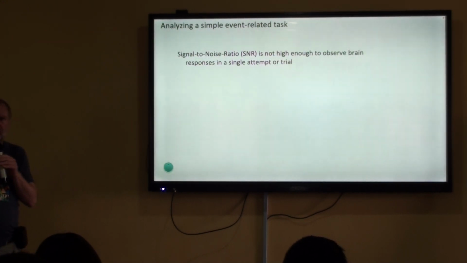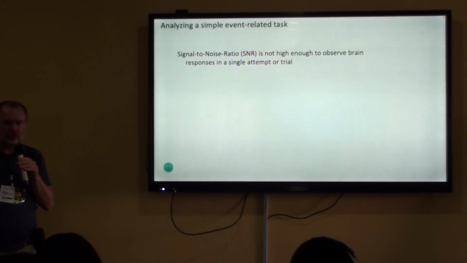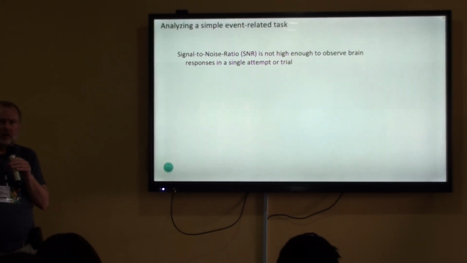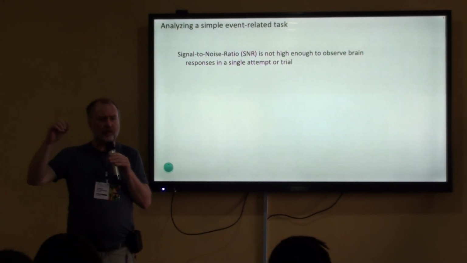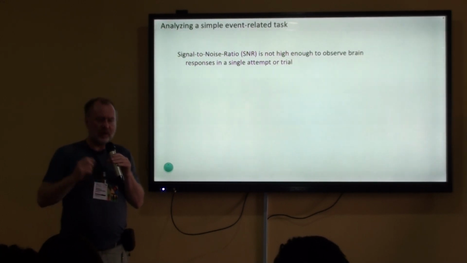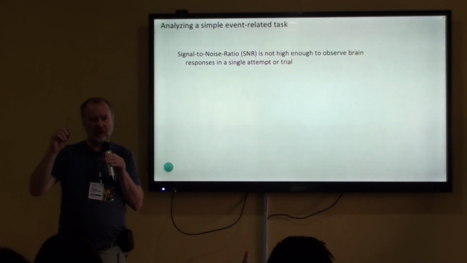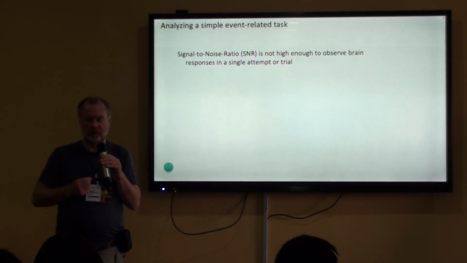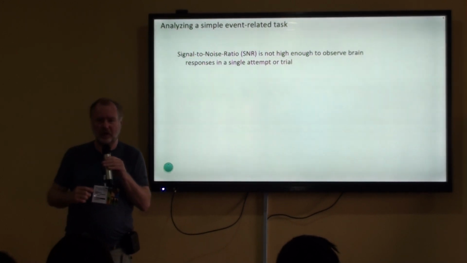If we think about a simple event-related task, then the signal-to-noise ratio, this is also something that Mikkel already mentioned earlier, is not high enough to observe brain responses in a single attempt or a single trial. The signal-to-noise ratio is basically how much signal of interest there is compared to how much noise there is. If you had a signal-to-noise ratio of 1, then the noise would be just as large as the signal of interest.